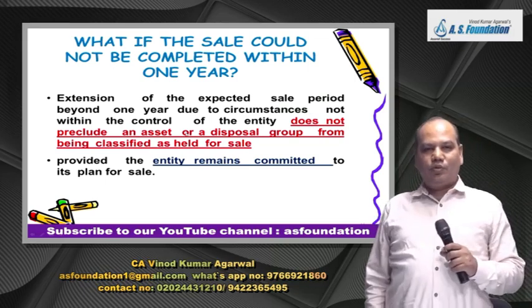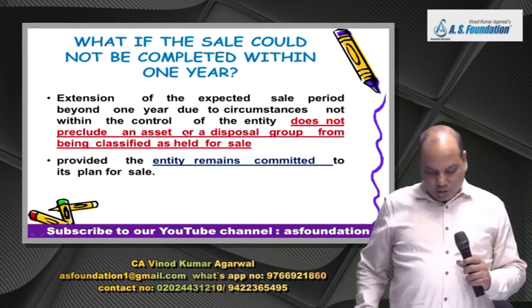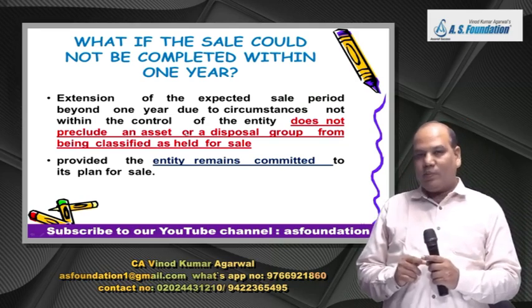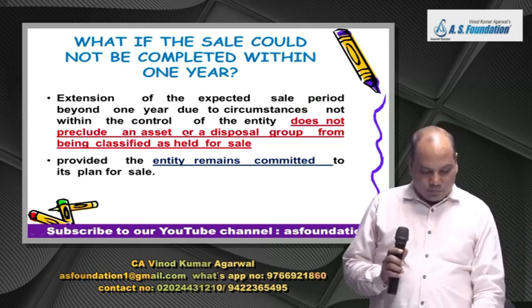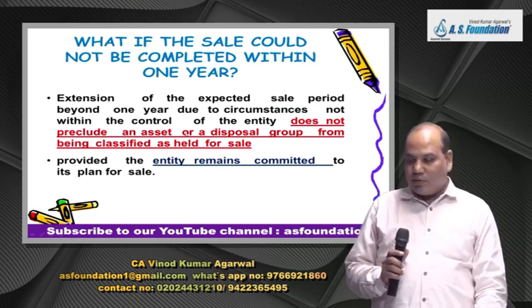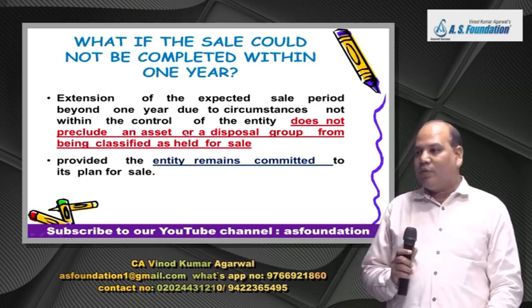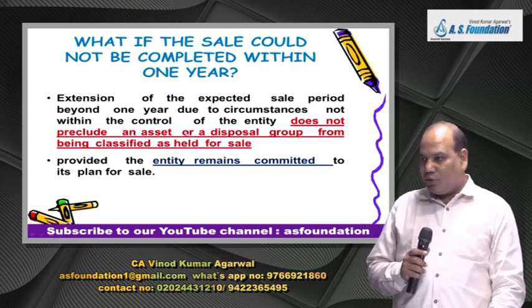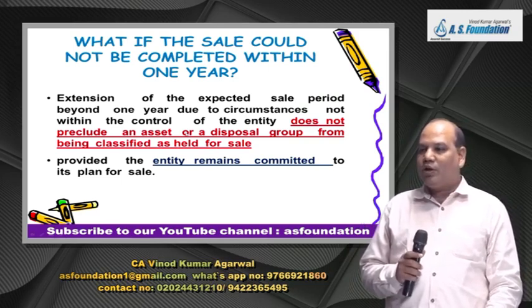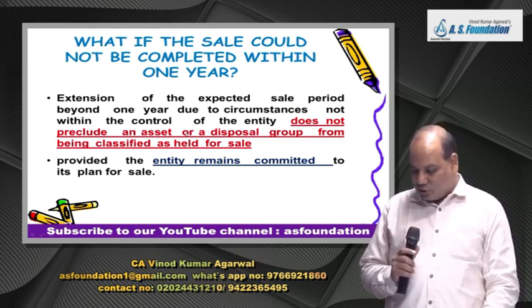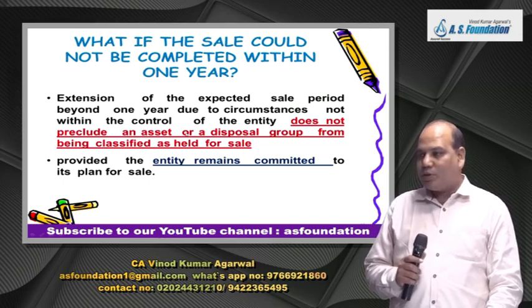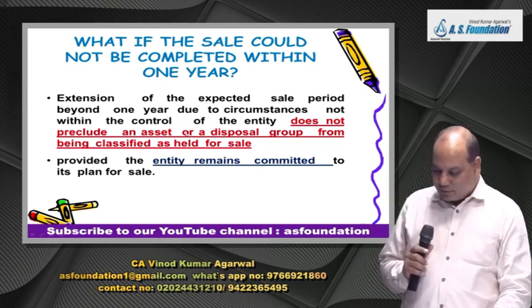That is not equal to abandonment. Now we'll come to the next theoretical question. What if the sale could not be completed within 1 year? The problem says that the sale must be completed within 1 year from the date of classification. Can you reclassify it as again a non-current asset? The answer is no, if the entity remains committed to its plan for sale.